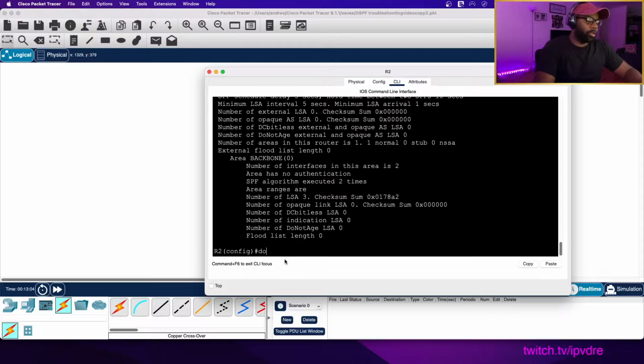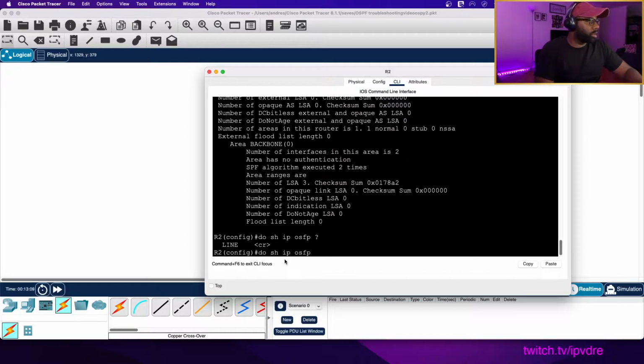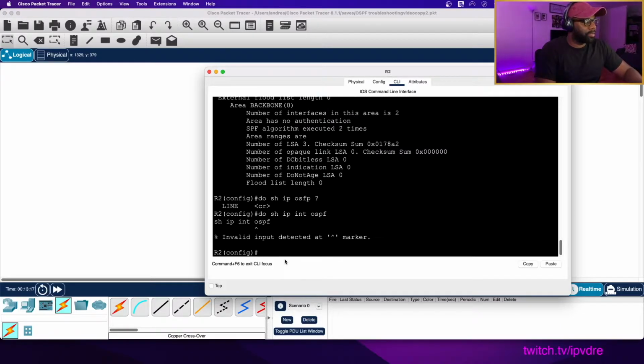Is it do show IP OSPF? Let's do a question mark. Do show IP int OSPF? I forgot which one allows you to check the... Oh, it's right here on my right. Let me see. I think I can check with show... I just typed that in, didn't I?